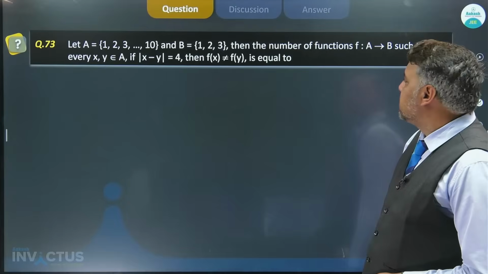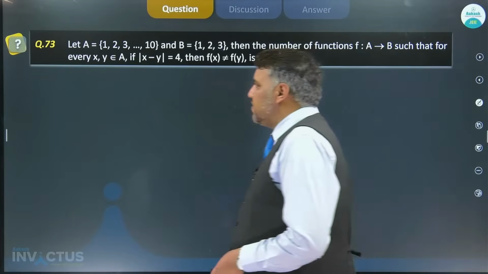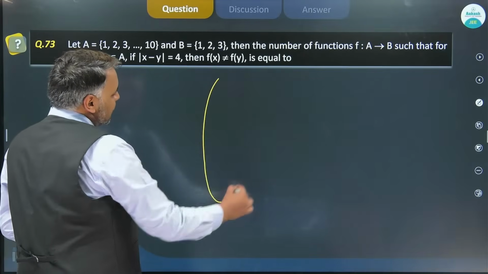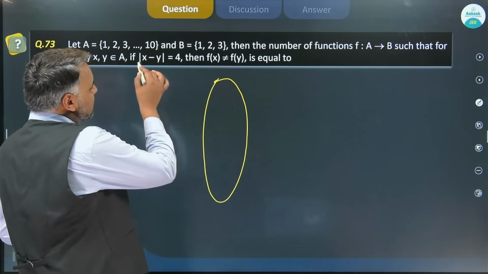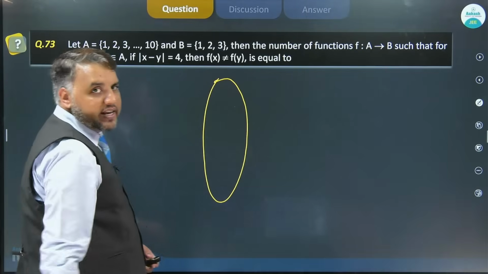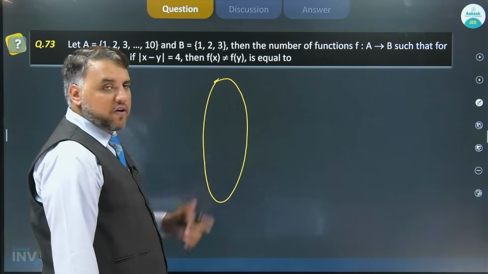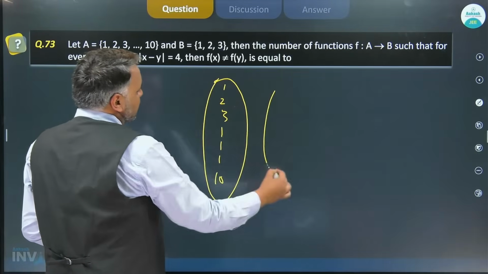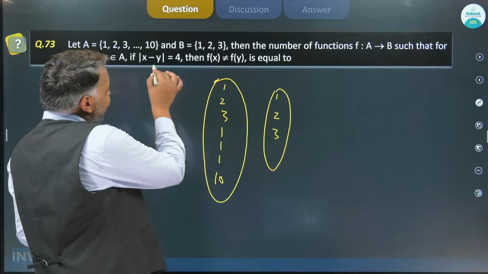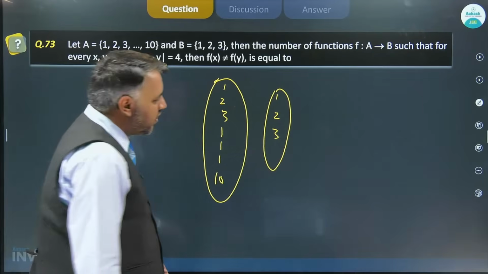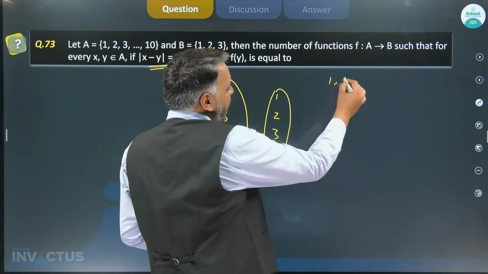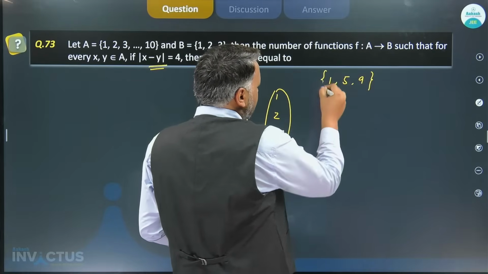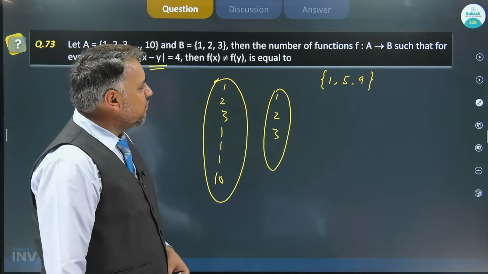Now question 73. This is saying there are two sets A and B. From A to B, a function is formed such that whenever |x minus y| is 4, the difference is 4 between x and y, then f(x) is not equal to f(y). So this is 1, 2, 3 up to 10. This is 1, 2, 3. Okay, let us check out these possibilities. Now if x is 1, y can be 5, or if x is 5, y can be 9. There is one group 1, 5, 9.